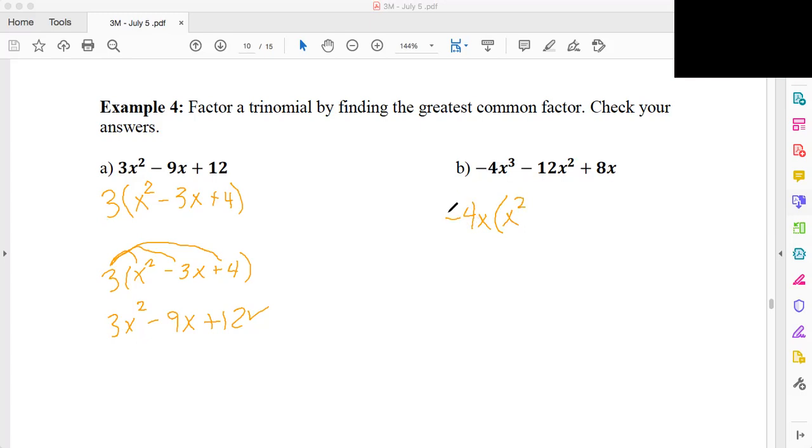So because we're taking out this negative, all of our signs are going to change now. So this is going to be a plus. 12x squared divided by 4x is going to be 3x. Our sign's going to change because we take out the negative. And then 8x divided by 4x is just 2. And we close that. So to check, we're going to expand.